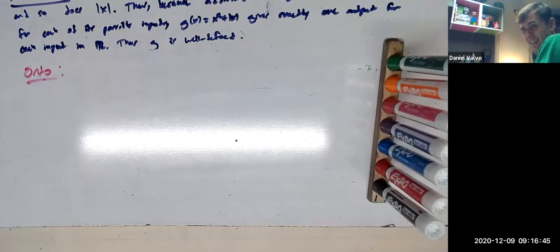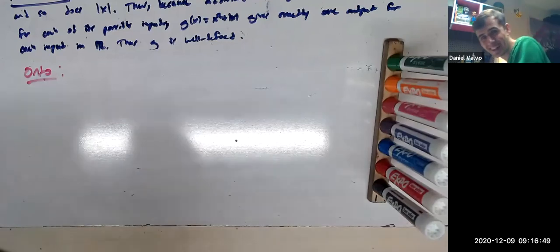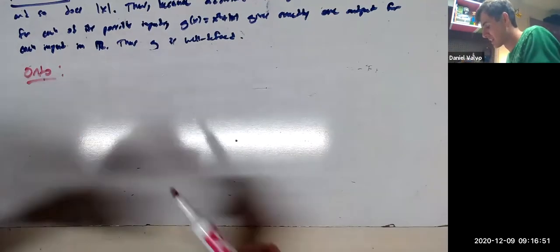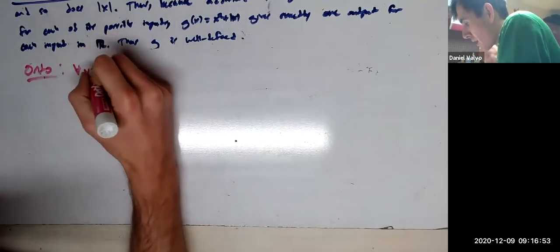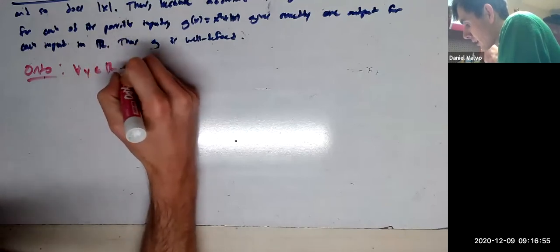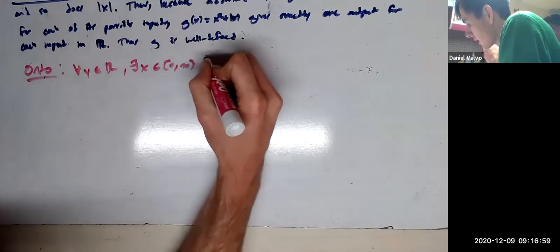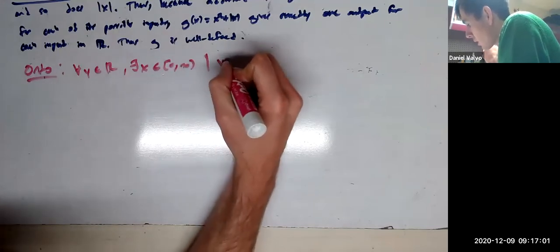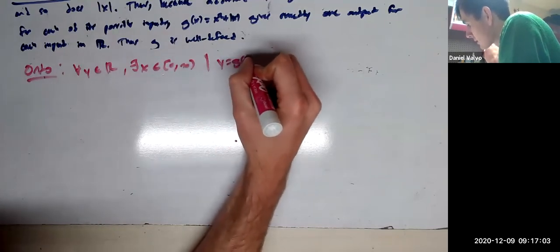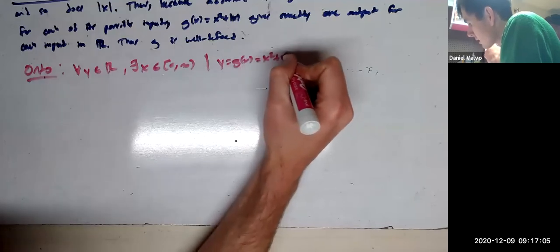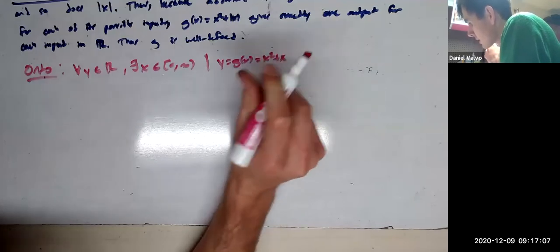What do you guys think? I don't think so. Onto means that for all y in our codomain, which is R here, there should exist an x in our domain, which is 0 to infinity, such that y equals g of x, which in this case equals x squared plus x.